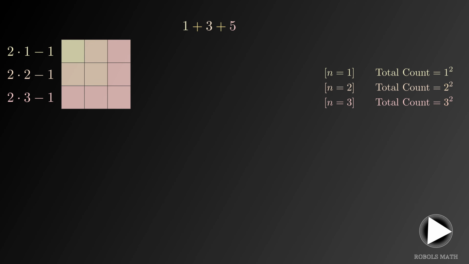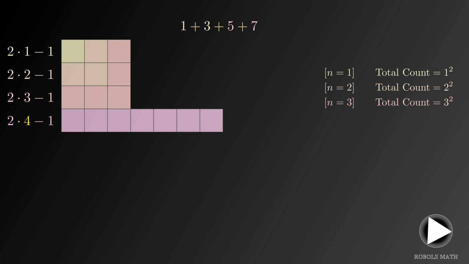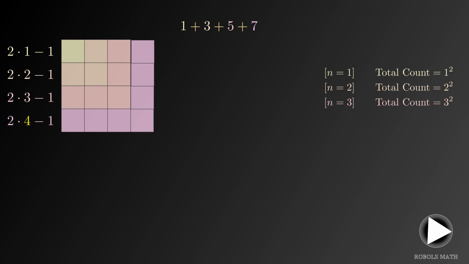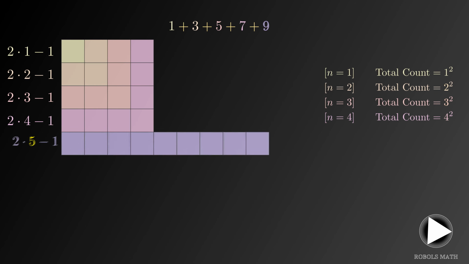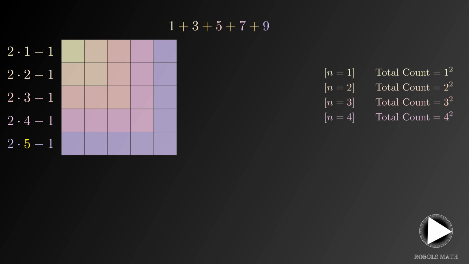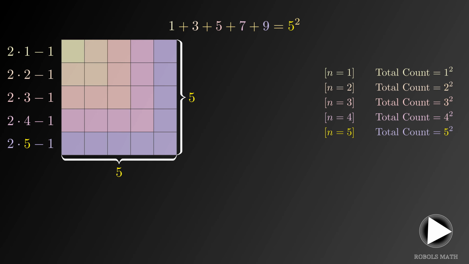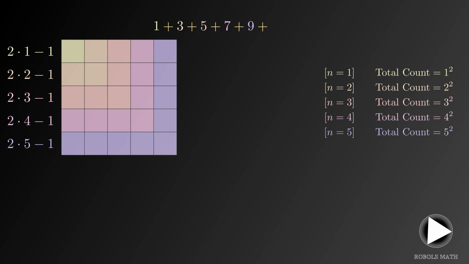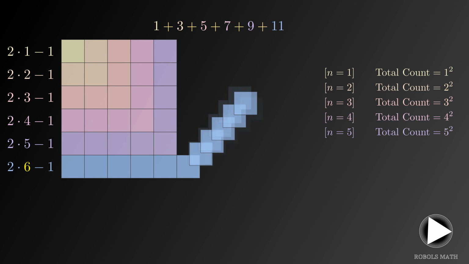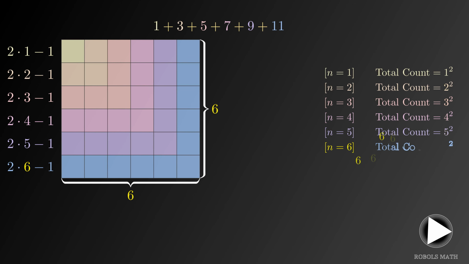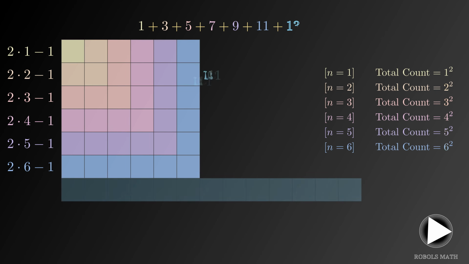We extend this process to include more odd numbers. We see that for row n, which has 2 times n minus 1 squares, we keep n squares at the nth row and distribute the remaining n minus 1 squares to the previous rows. This applies to all. Note that for this pattern, the sum of the numbers up to 2n minus 1 is equal to the number of squares here, which in this case is n squared.